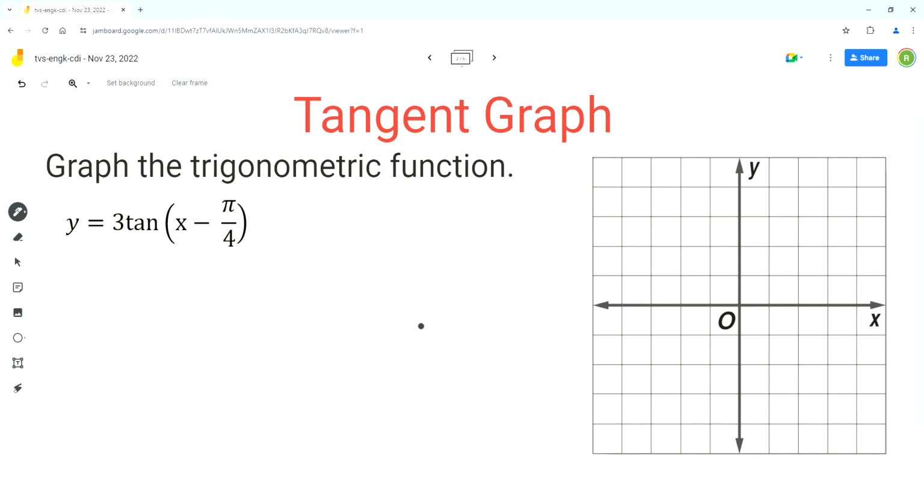In this video, we'll graph a tangent function. As per the problem, graph the trigonometric function. The given function is y equals 3 tan parentheses x minus pi over 4. This is a transformed tangent function. The parent function is y equals tan x.